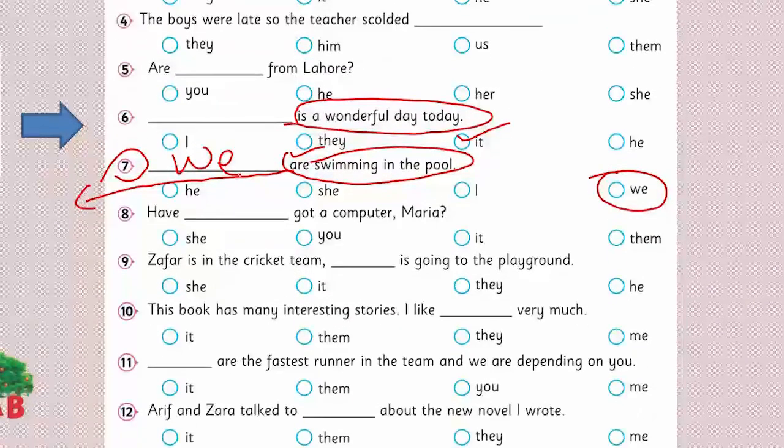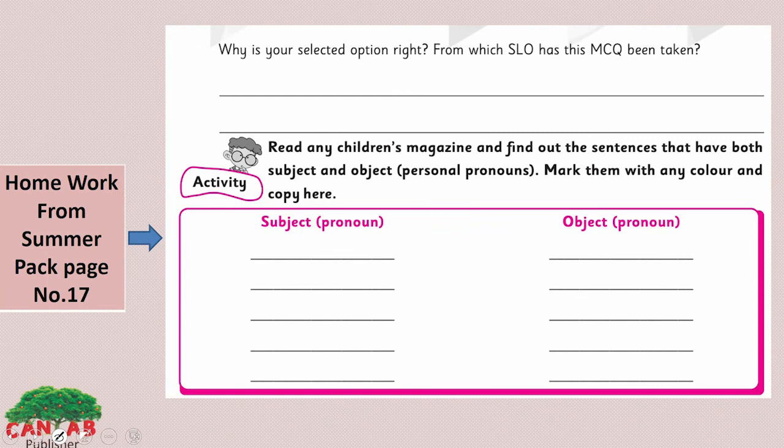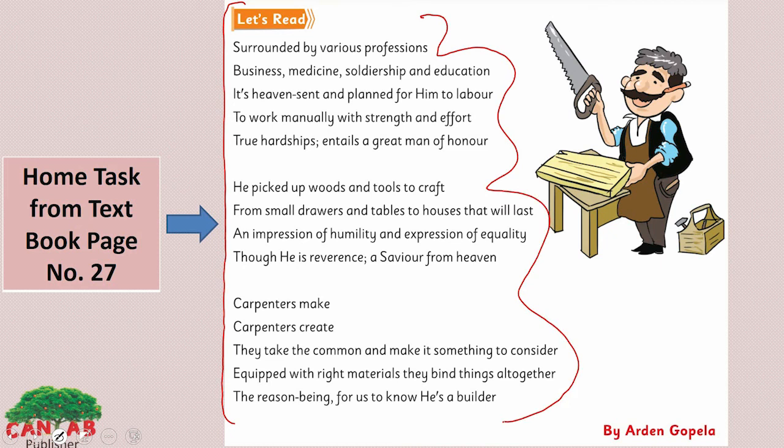I want you to do the rest of the sentences by yourself. This is your homework from the summer pack. This is also an activity here of subject pronoun and object pronoun on page number 17 from your summer pack. And this is your home task from the textbook, page number 27. This is your poem of unit number 3, A Carpenter. You have to read this poem and identify the personal pronouns in this poem here. Okay? I hope you can do this very easily.